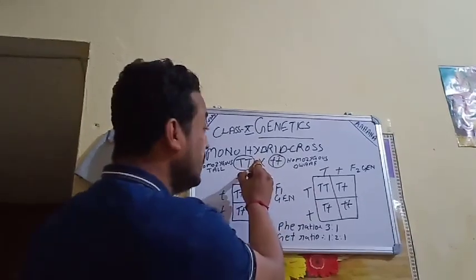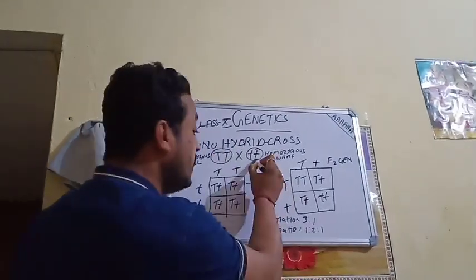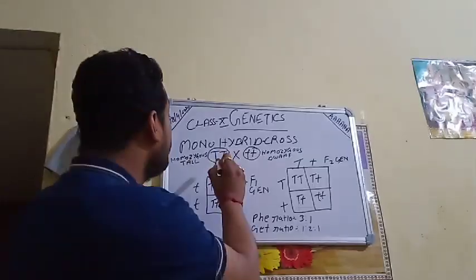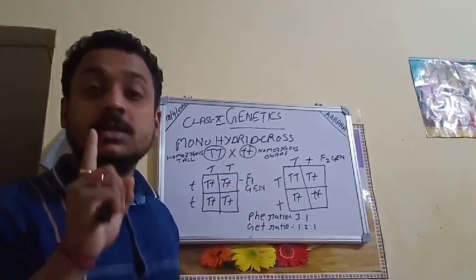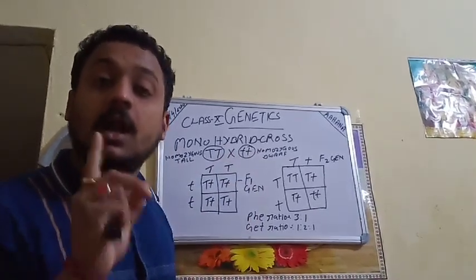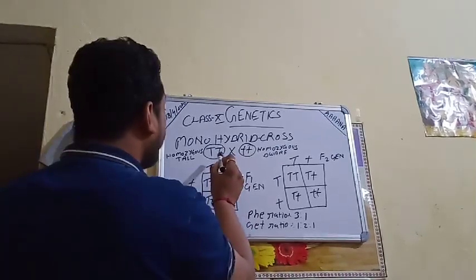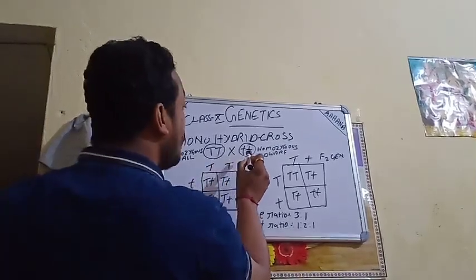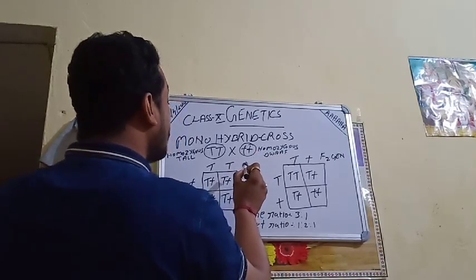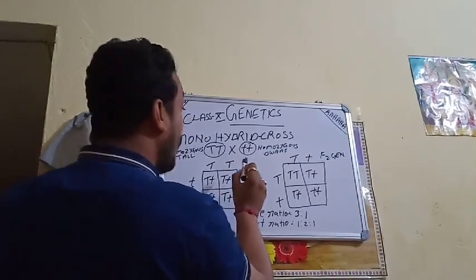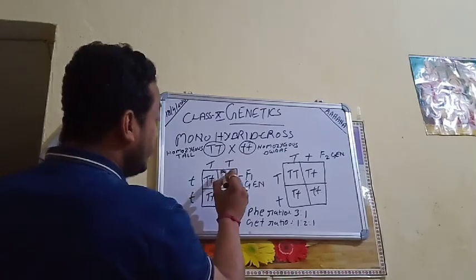This is one individual parent, single parent. This is one individual parent, single parent. So two parents are taken with a single character under consideration. Now what we did here is capital T cross small t. So here the cross will be taking place, and see how I have made the Punnett square.